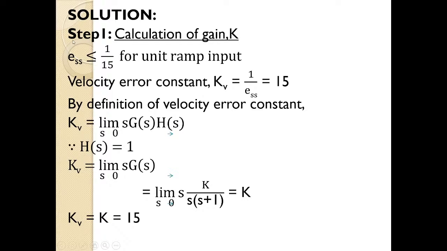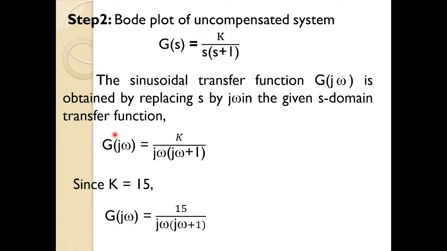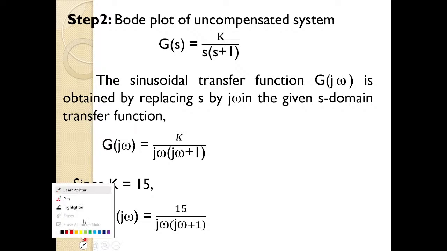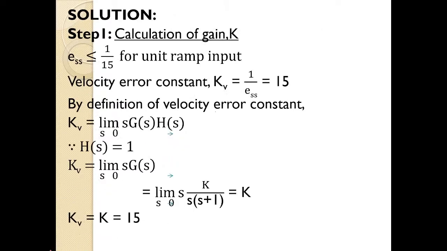Now let us see step 1. Calculation of gain k. Here, in the question they have mentioned steady state error for unit ramp input is less than or equal to 1 by 15. So ESS is less than or equal to 1 by 15 for unit ramp input. And we know the velocity error constant kV is equal to 1 by ESS.